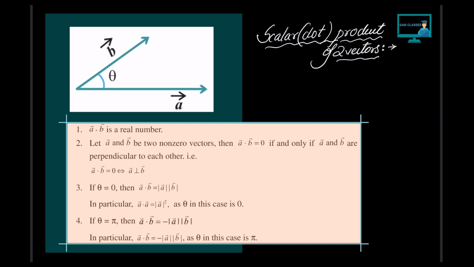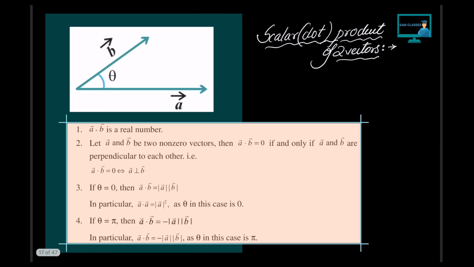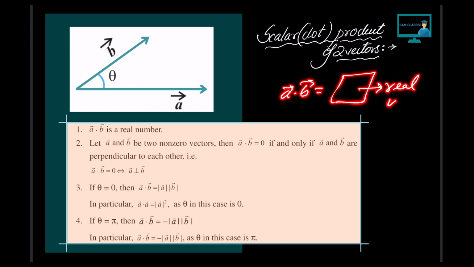Now, a few properties we need to know and understand. First thing is that it gives me a real number. A dot b is a real number, very important, because a lot of questions we can solve just by using this concept. If I'm doing the dot product of two vectors, I'll get a real number, not a vector. This is one important point.